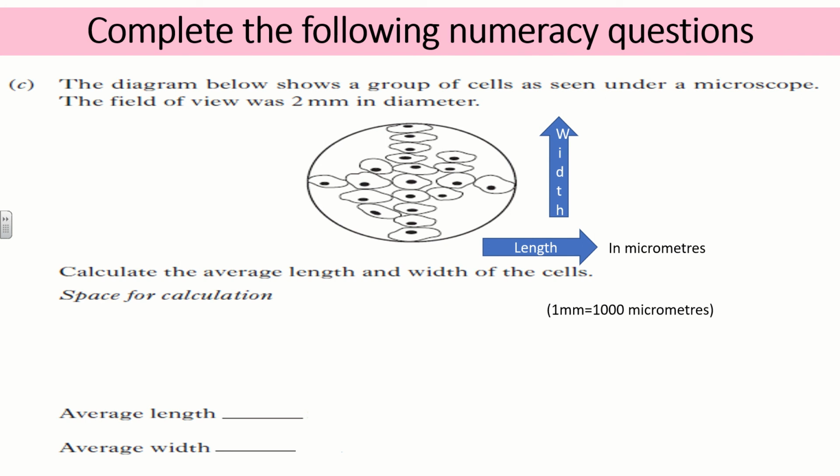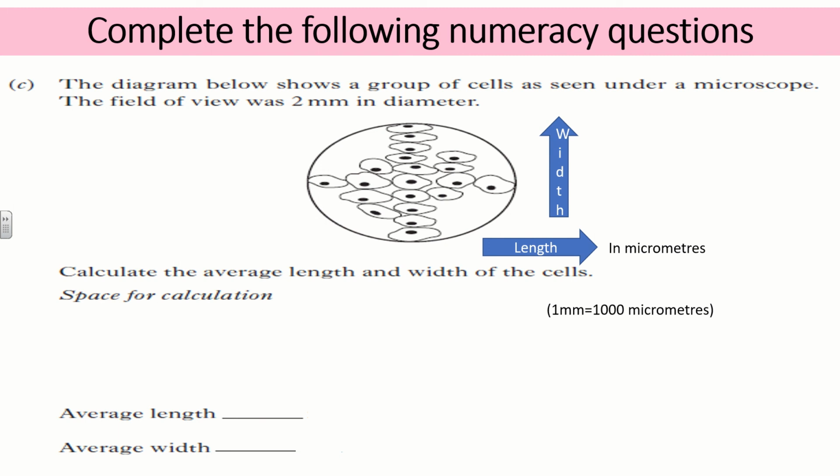To do this, you need to first convert the length to micrometers. So they've given you the field of view in millimeters and you need to convert it to micrometers. So it tells you here that 1 millimeter equals 1,000 micrometers. So 2 millimeters, which is the field of view, length and width, would be 2,000 micrometers. You then need to divide the length by the number of cells across the field of view. So there are 5 cells across the middle of the field of view. That would make the average length of a cell 400 micrometers.